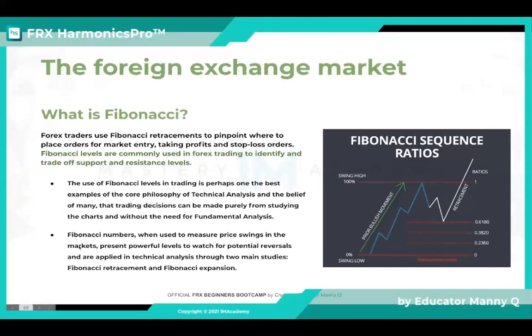So let's get deeper. Fibonacci numbers, when used to measure price swings in the market, represent powerful levels to watch for potential reversals and are applied to technical analysis in two main studies: Fibonacci retracements and Fibonacci expansions, where the market is going to pull back to and where the market is going to go. That's basically what we use Fibonacci for. Where's the market going to pull back to and where's the market going to go? Where's it going to go in this never-ending sequence of the ever-flowing market?